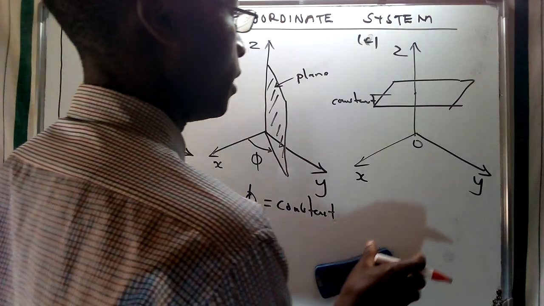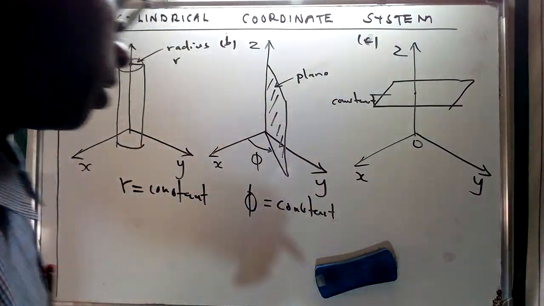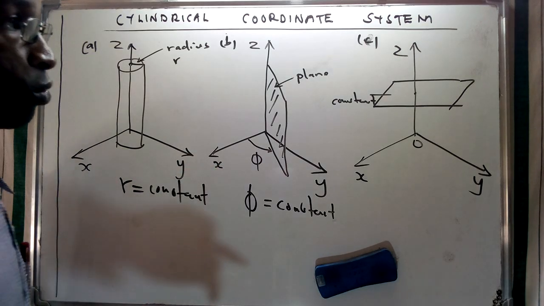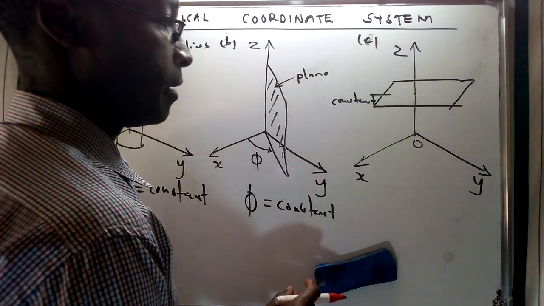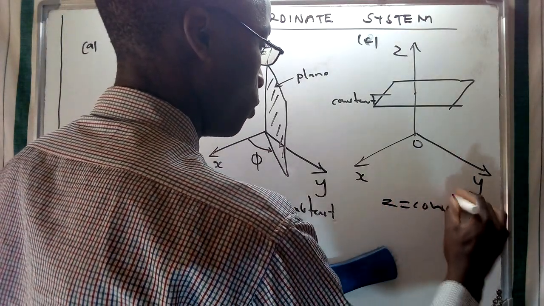And then we're going to see that for the last case, we have a third surface that coordinates with the two to form a cylindrical coordinate system. And that is the constant Z plane, which we are going to refer to as Z. And of course, it's also constant.